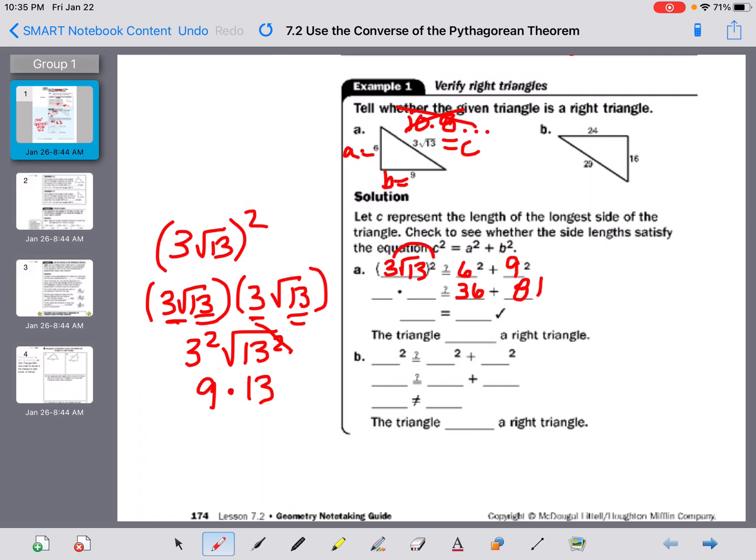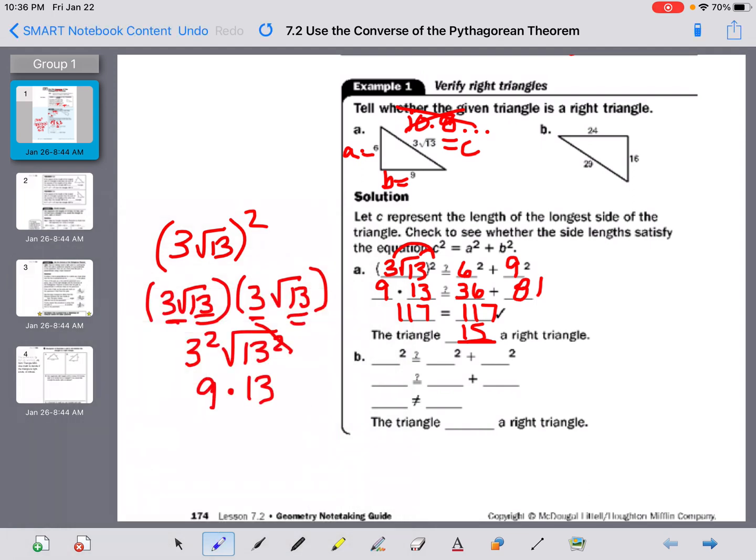I often will just show this little rainbow, and I'll say 3 squared is 9, square root of 13 is 13. I don't always do this side thing, but remember when you square a radical with a number on the outside, you have to square the outside number, and you have to square the inside number, okay? By the way, if you square the inside number, you'll get like 169. Then when you take the square root, you still come back to 13. So if you learn it just cancels, it saves you some work. All right, where were we? 9 times 13. Calculator, 117. What's 36 plus 81? 117. They are exactly equal, and because they are exactly equal, we're going to say yes, it is a right triangle.